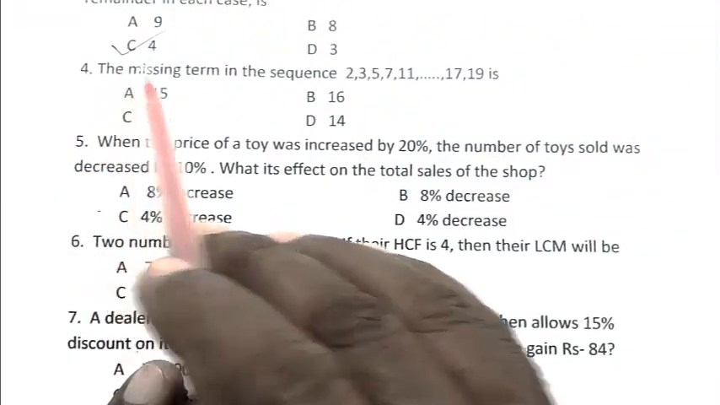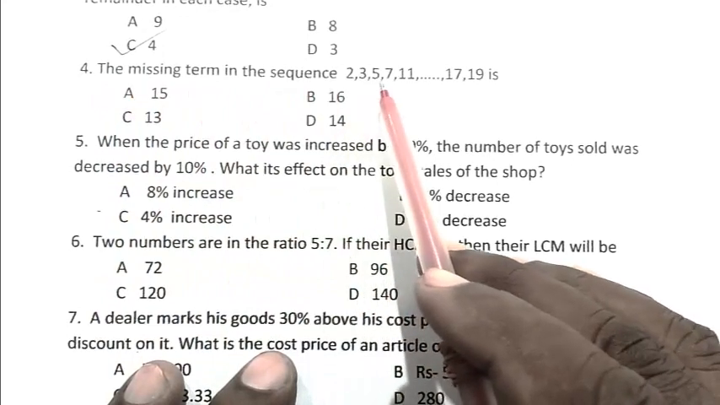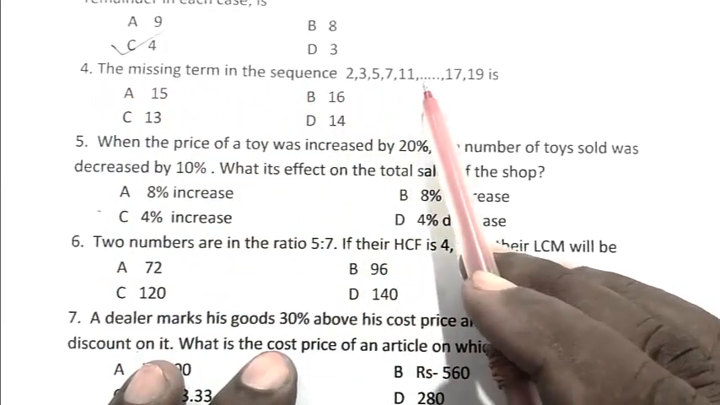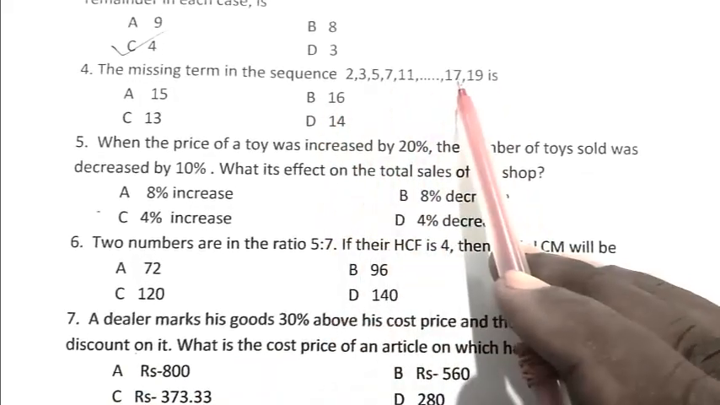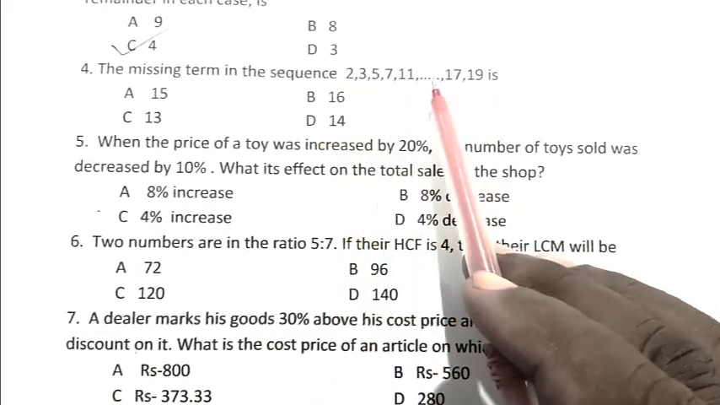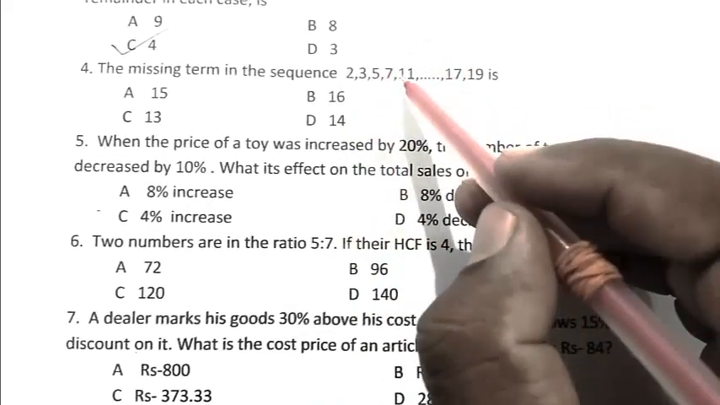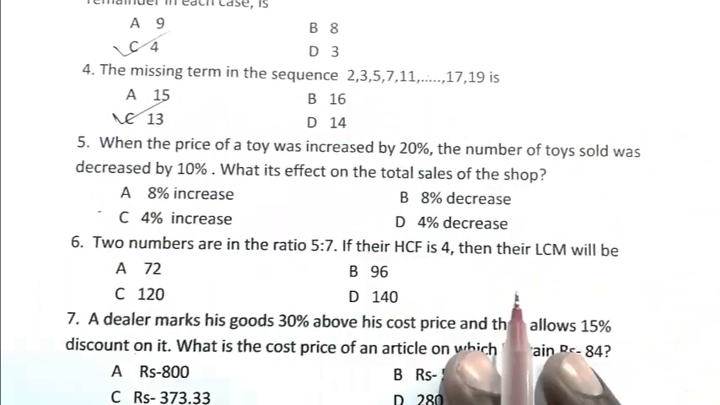Question number 4. The missing term in the sequence 2, 3, 5, 7, 11, dash, 17, 19. If we closely watch the series, we find all are prime numbers. So the prime number after 11 is 13. So C is the right answer.